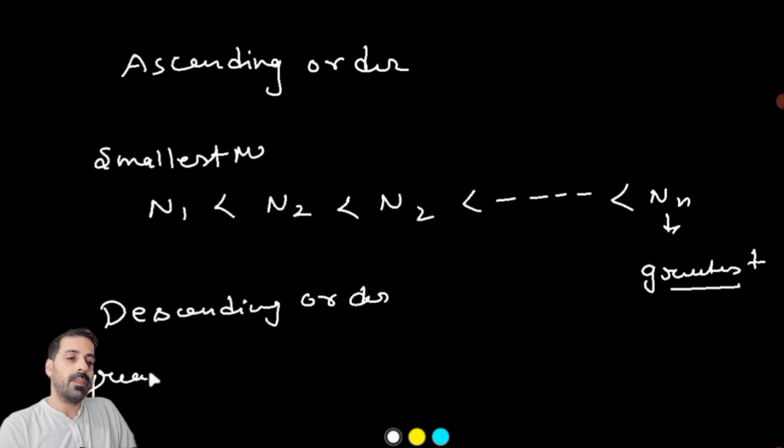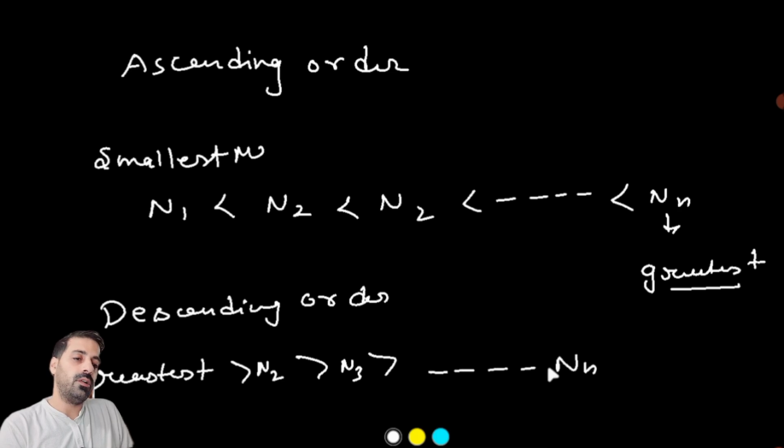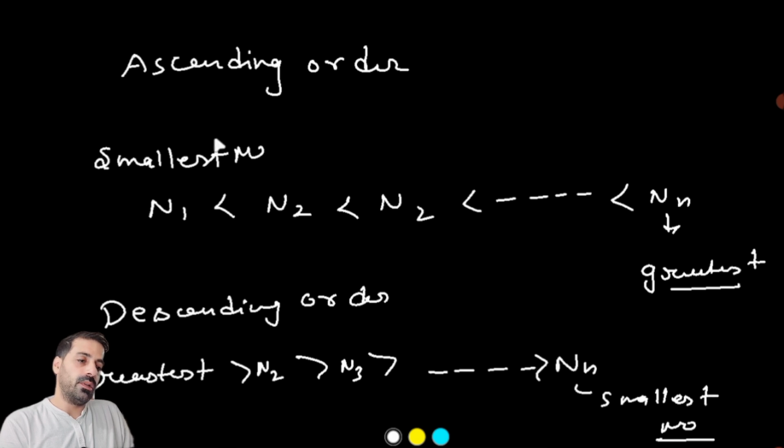And descending order is the opposite of this. In descending order, first we have the greatest number, and then smaller, n2 is here and n3 is here, and in the end, that is nn, is the smallest number here.